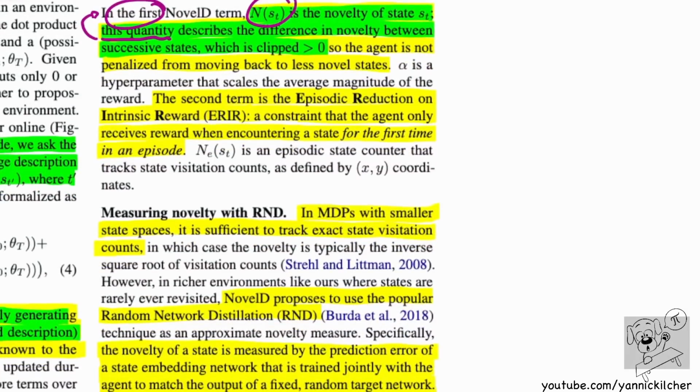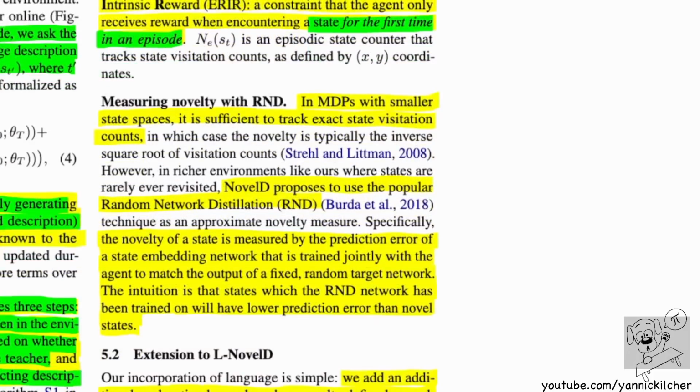The second term, right, only if we encounter it for the first time. And how does this thing track novelty? This is an interesting concept. How do we know if a state is novel? Sometimes it is sufficient, they say, to track exact state visitation counts. But obviously, as soon as the environment gets larger and a bit more complex, this is not possible anymore.